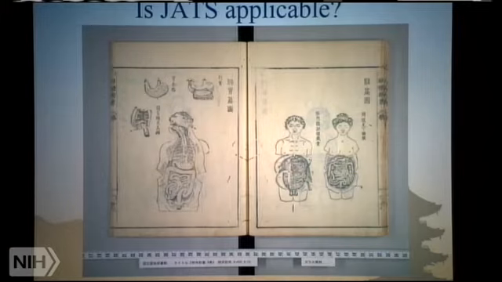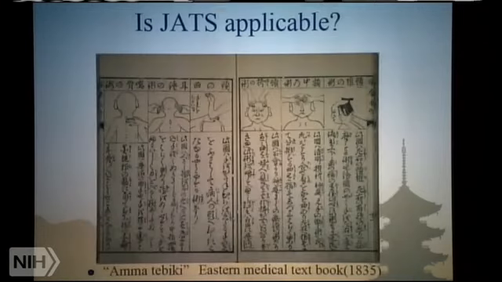Is JATS applicable? This is an extreme example, but this is an article of STM. This is the first Western medical book translated into Chinese in 1774. The Chinese characters were written vertically, but they were translated from a Dutch medical book, which of course was written horizontally. Another extreme example. The previous slide was translated, therefore, except for the vertical writing, fundamental STM article styles were there at the time.